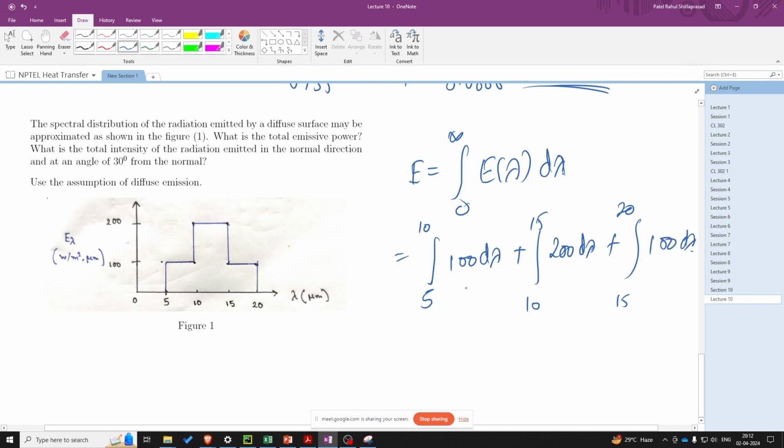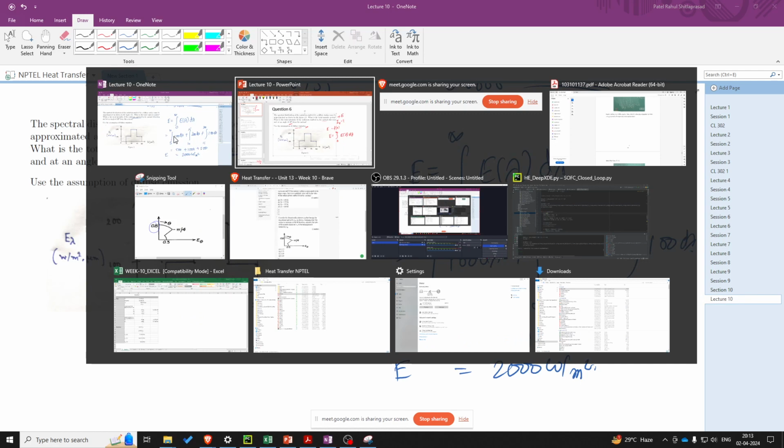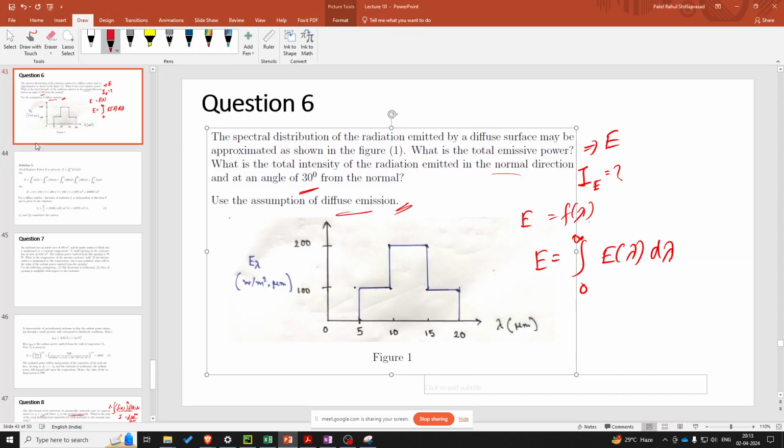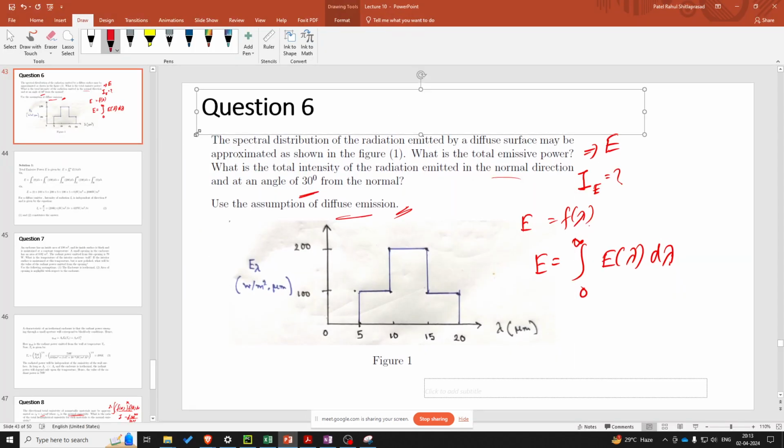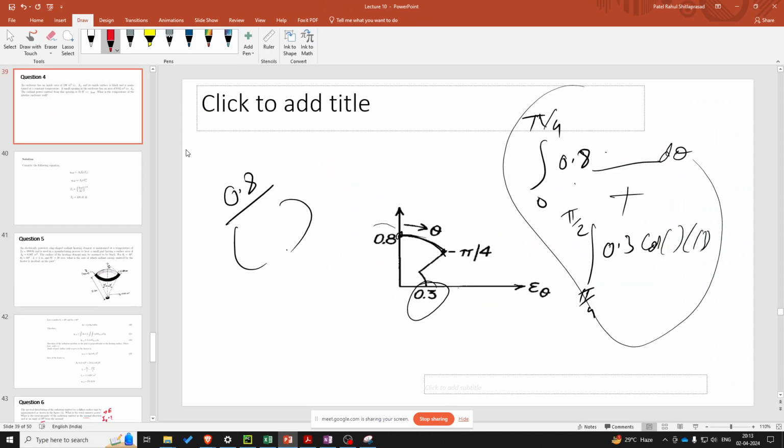So this will be 500 plus 1000 plus 500. So the total emissive power will come around 2000 watt per meter square. Now, in order to find the total intensity, we saw this formula in the notes.